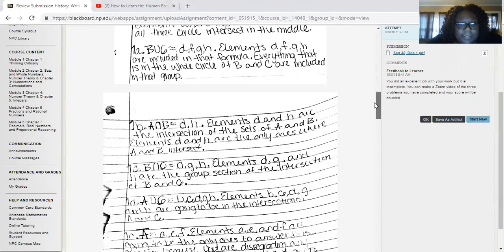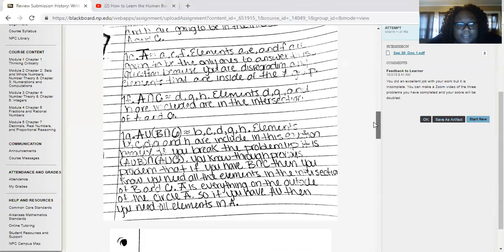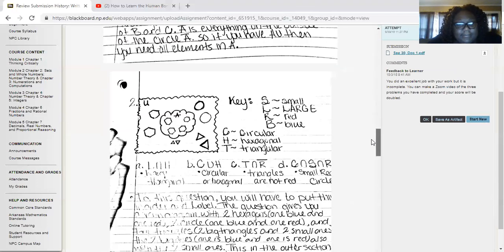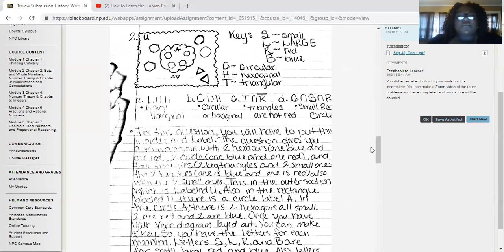So here I explained the elements. And here we have another one. Okay. So we have S for small circles, L for large circle, R for red, and B for blue, C for circular, H for hexagonal, T for triangle.